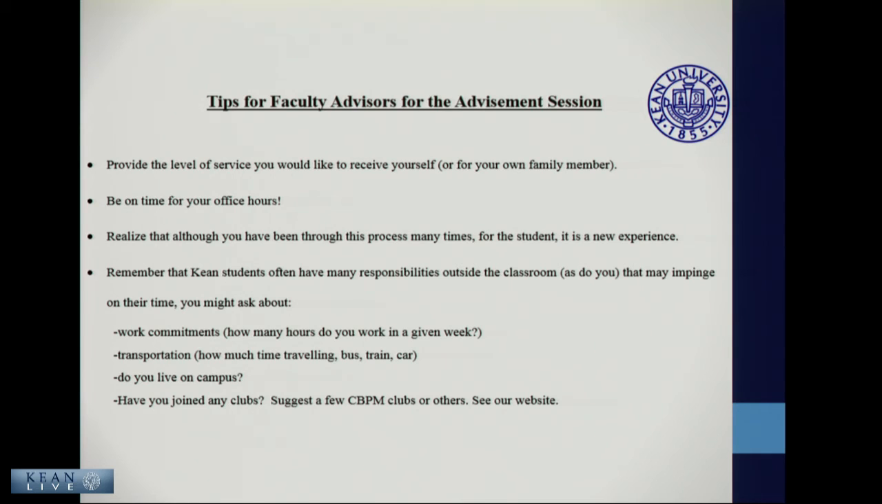The clubs, we have those on our website now. Kane actually is one of the best places to get involved in extracurriculars in their student government realm. Student Org is the umbrella organization, very easy to get involved in any student club.